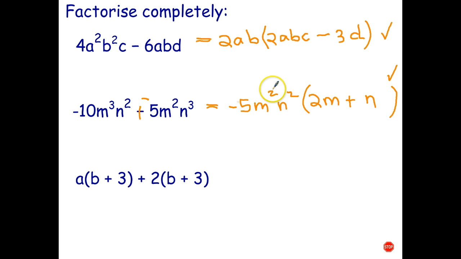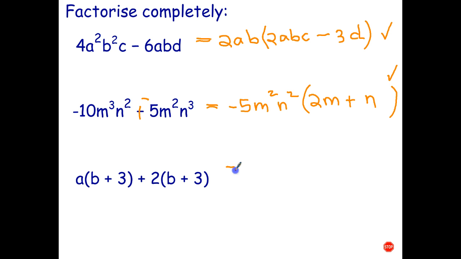Quick check, negative 5 times 2 is negative 10, m squared times m is m cubed, n squared is n squared, so that matches. Negative 5 times m to the power of 2, I've taken out 2 m's, and n squared times n is n to the power of 3. So that is the highest common factor, and that is the factorized form.